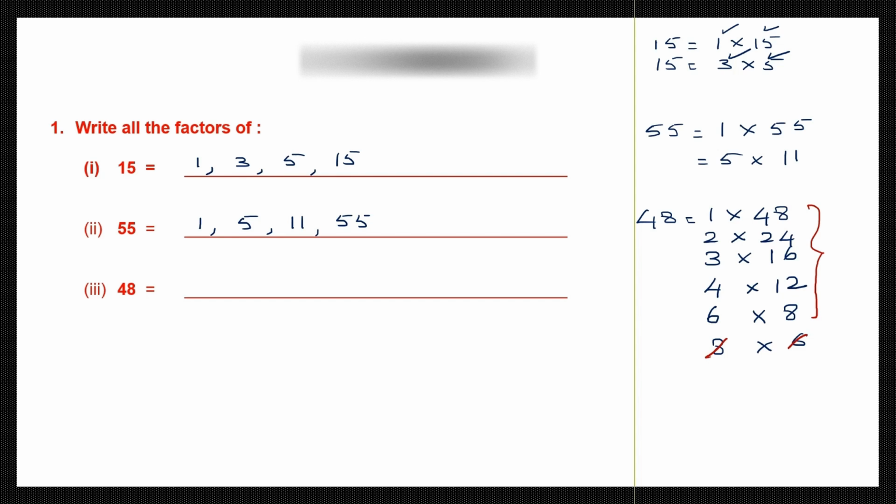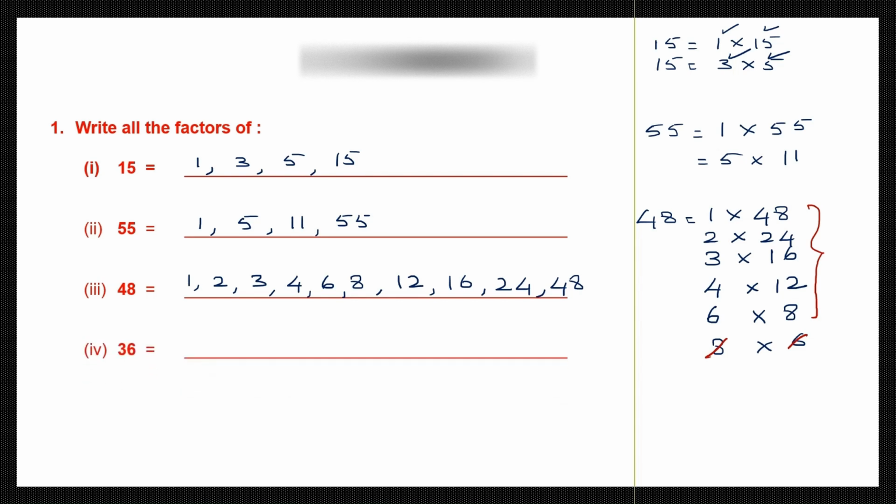So let's write it down in order from small to big. 1, 2, 3, 4, 6, then 8, 12, 16, 24 and 48. These are all the factors of 48.